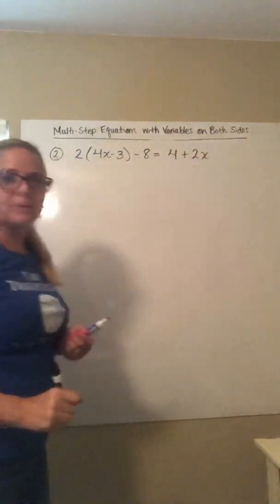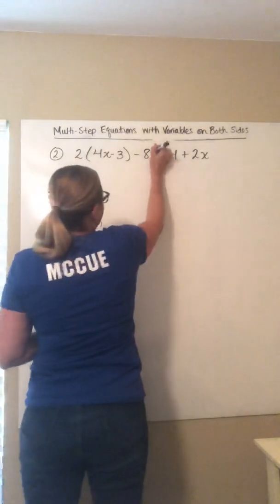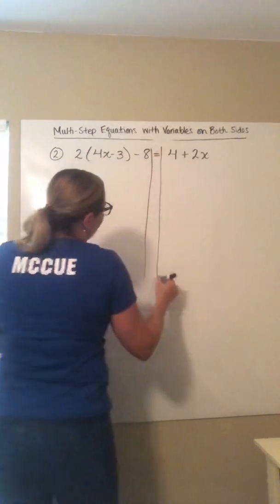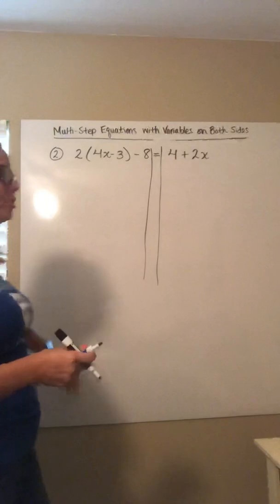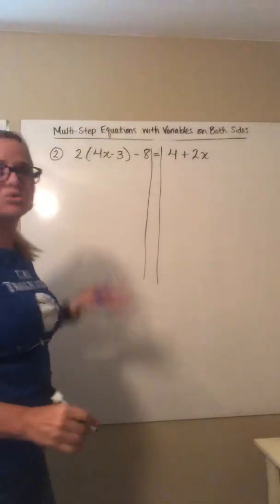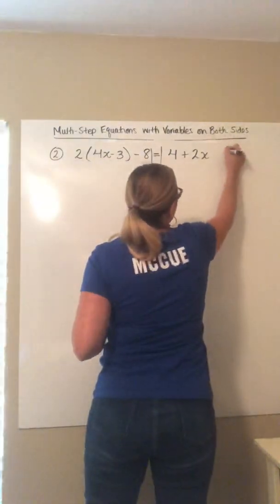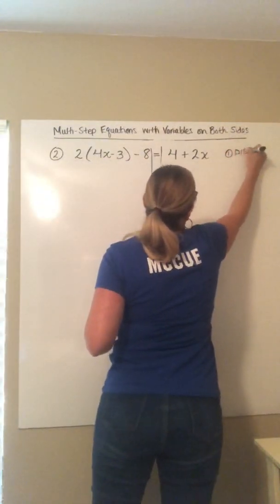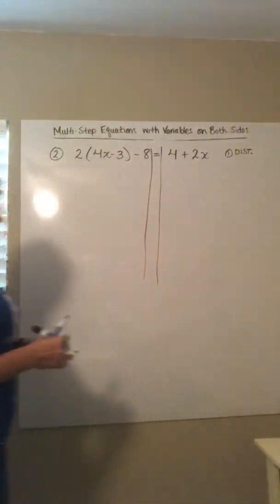All right, so here we go. Thinking about my steps from the last problem, which if you wrote them down on your notes, you have them to look back at. Step 1 is to distribute. So I'm going to look on each side, and I'm just going to abbreviate over here to remind myself what my steps are. Step 1 is to distribute.